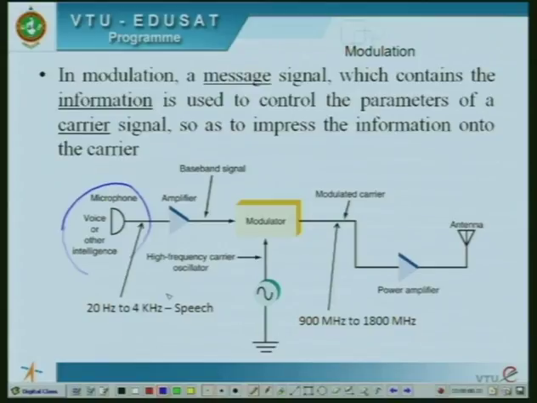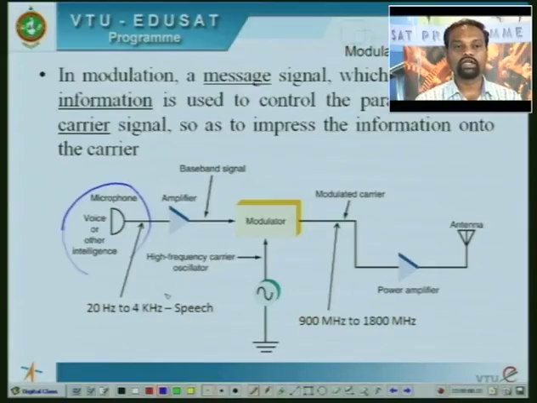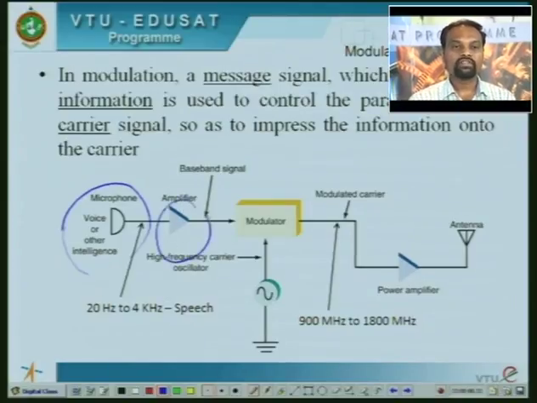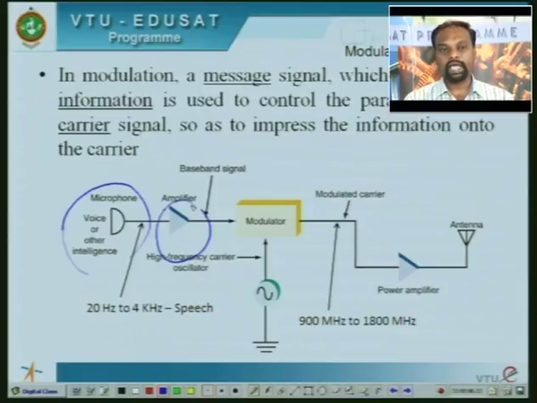This signal captured from the microphone, in the range of 20 hertz to 4 kilohertz, is now taken to an amplifier where the amplification is done. The output of a microphone is an electrical signal, and its strength will be very weak, very small. To improve the strength of the signal, we give it to an amplifier, which amplifies the signal and increases its amplitude.